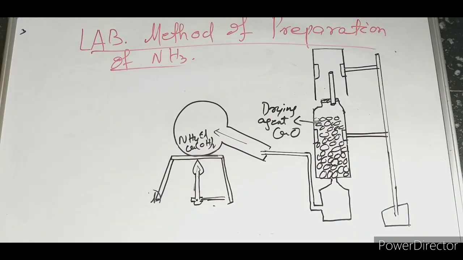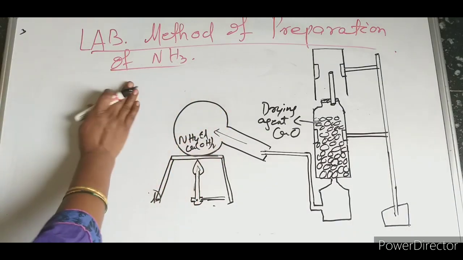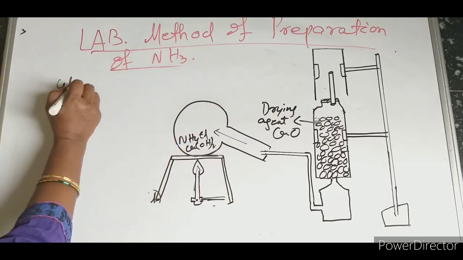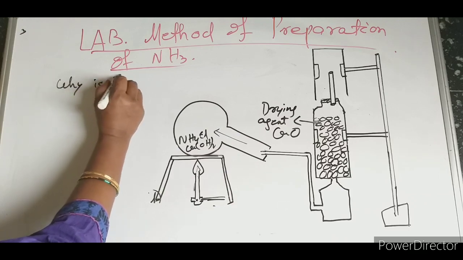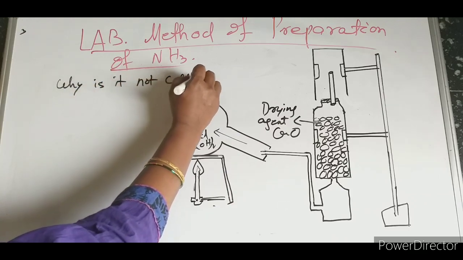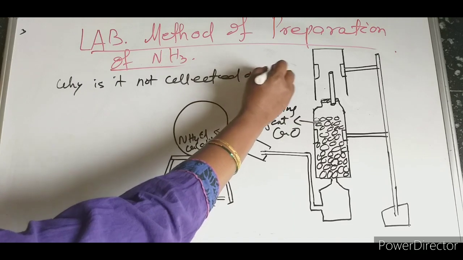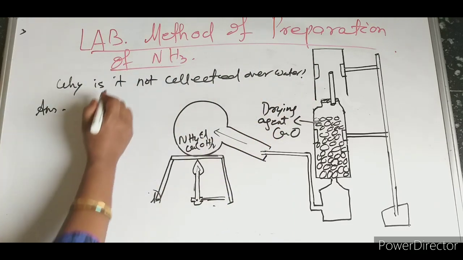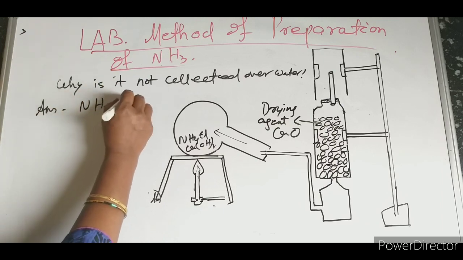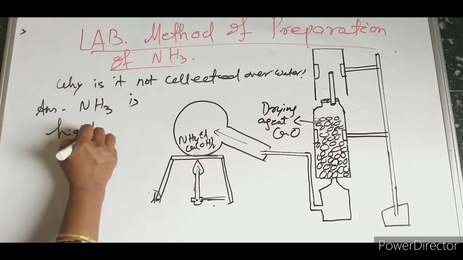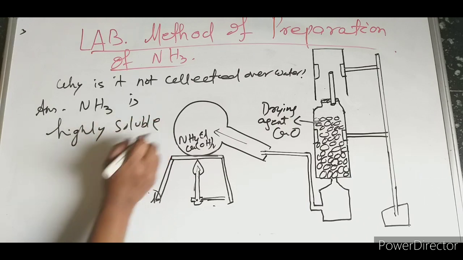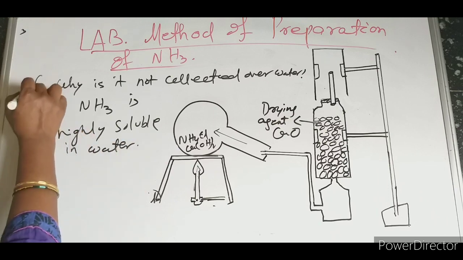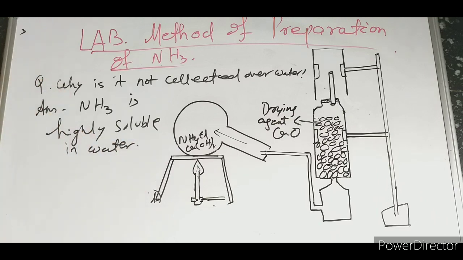One thing we conclude is that ammonia is lighter than air. That is why it is collected this way. Now a question arises: why is it not collected over water? This is a very important question. What will be the answer? Because ammonia is highly soluble in water. This is the reason why ammonia is not collected over water.